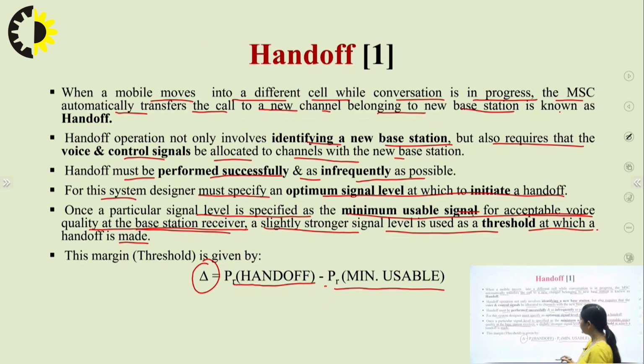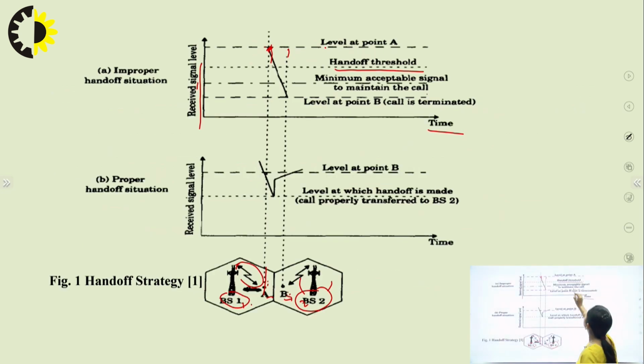In the last slide, we had discussed that there are 2 points. One is the threshold level, another is the minimum usable level. So this is the handoff threshold level, and this is the minimum acceptable signal to maintain the call. The level of the signal should not drop below the minimum acceptable signal to maintain the call. So the decision has to be taken within this range.